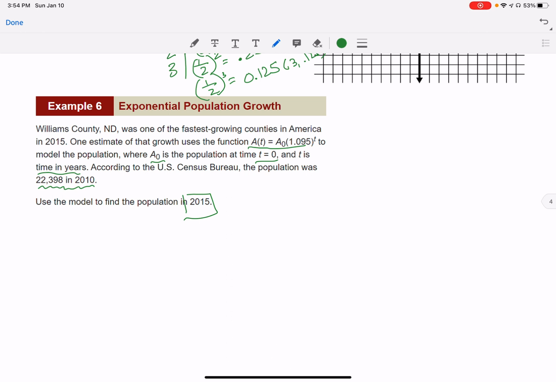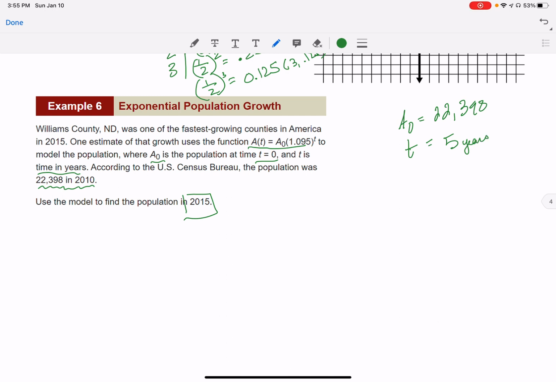All right, so first thing we need to know: it says A sub 0 is the population at time 0. So the population at T equals 0, right here, this is the population. And then T is time in years. So if this was the population in 2010 and we want to find the population in 2015, we're looking at 5 years later.